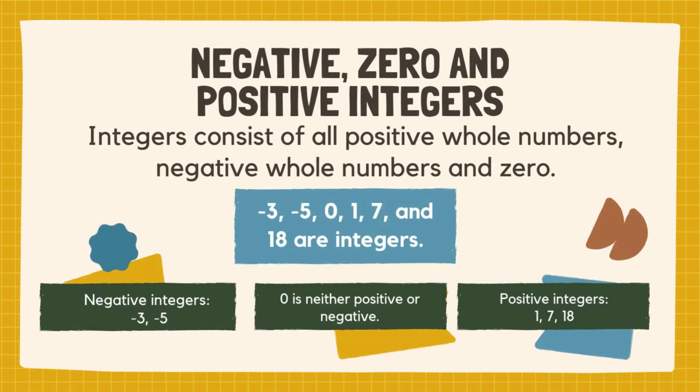Negative, 0, and positive integers. Since we already know integers consist of all positive whole numbers, negative whole numbers, and 0, in this case we can see minus 3, minus 5 are negative integers, 0 is neither positive nor negative, 1, 7, and 18 are positive integers. We don't write plus before 1, 7, and 18, that is understood.